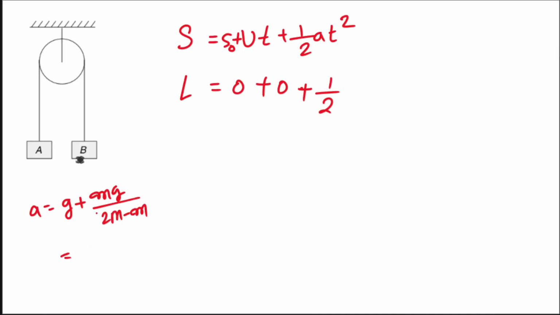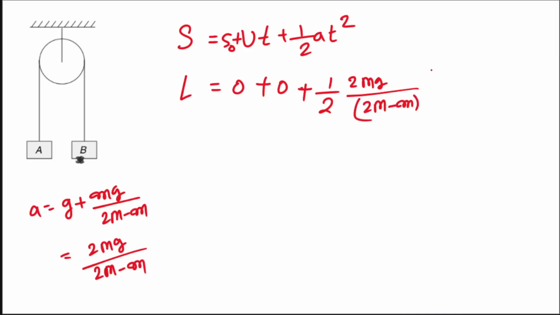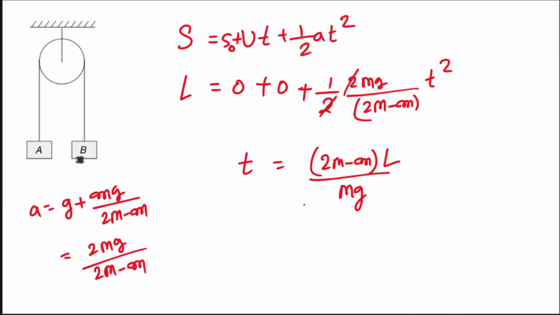So this will become how much? This will become 2Mg divided by 2M minus m, because mg minus mg that will get cancelled. ठीक है. सो यहाँ पे आप लिख लो L equals half into 2Mg divided by (2M minus m) into t square. So this will get cancelled and time will become how much? This will be t equals root under (2M minus m) divided by (Mg) into L. So this is going to be our answer.